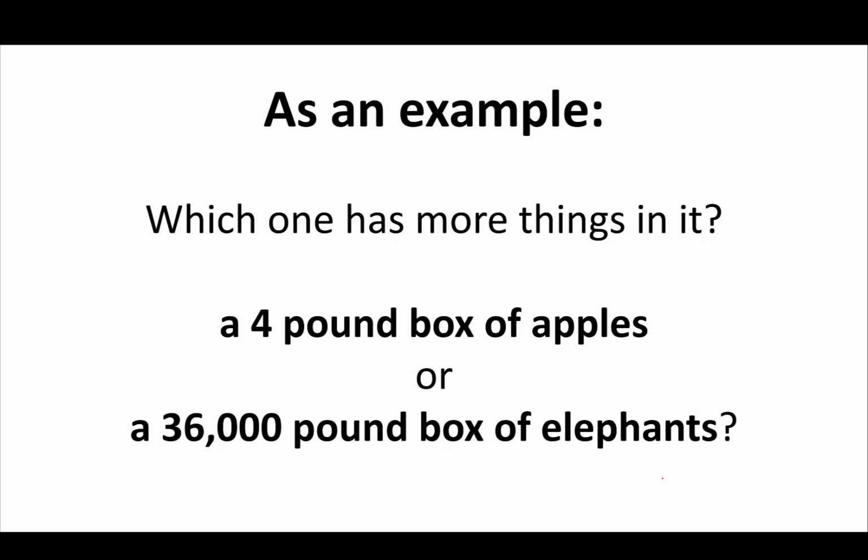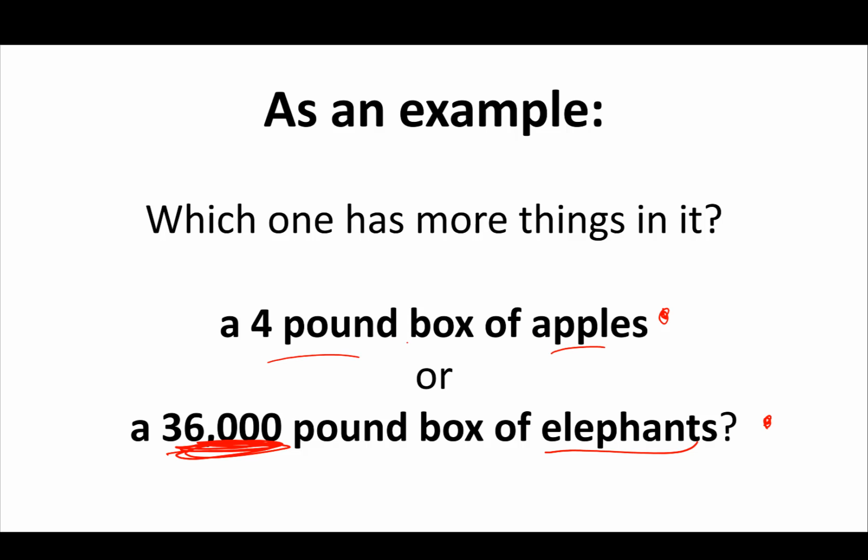As an example, to make it maybe more intuitive for you, which one has more things in it? A 4-pound box of apples or a 36,000-pound box of elephants? Are there more apples in this box or elephants in that box? And you might be tempted to say, well, this is so heavy, right? So there must be more elephants in this box than there are apples in that box.